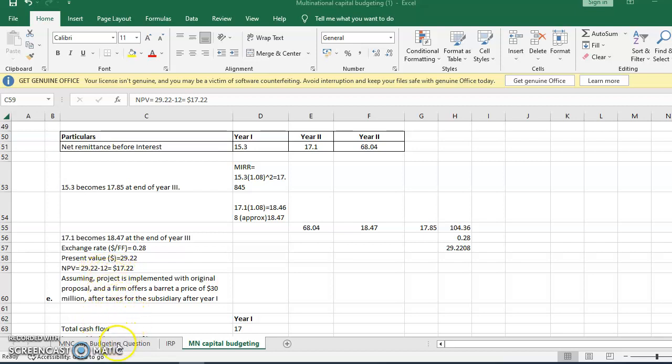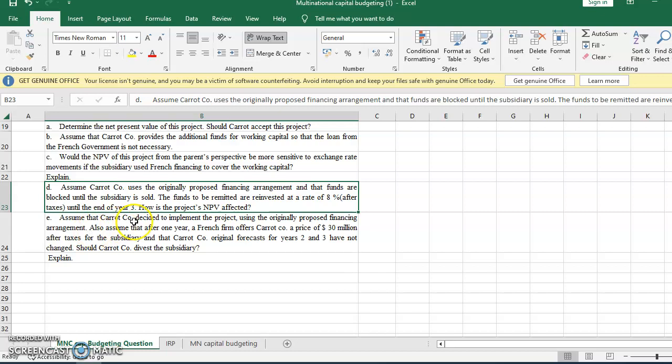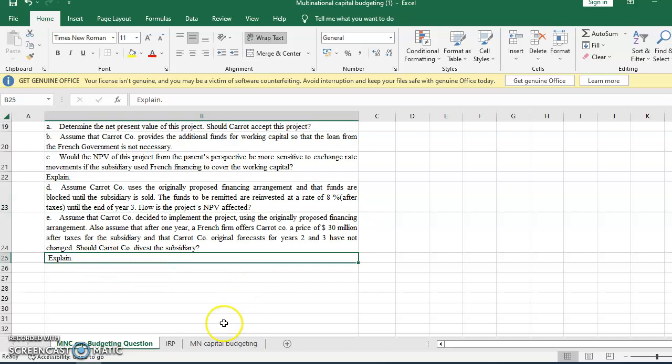Okay, let's move to the last part of the question. It says: assume that the Carrot Company decided to implement the project using the originally proposed financing arrangement. Also assume that after 1 year, a French firm offers this company a price of 30 million after taxes for the subsidiary, and that the company's original forecasts for year 2 and year 3 have not changed. Should the company still go for the proposal, or should it divest the subsidiary? That's the question you have to justify and explain.